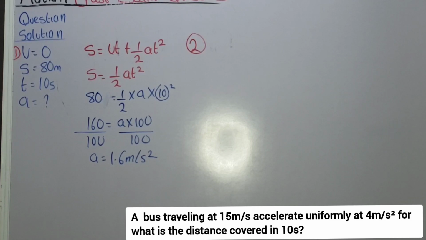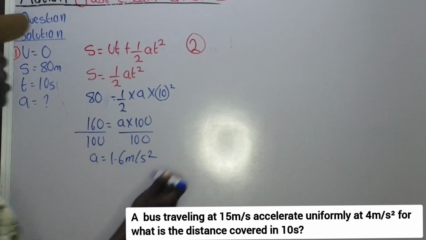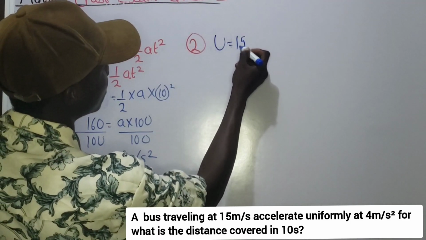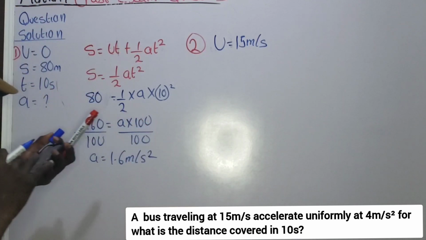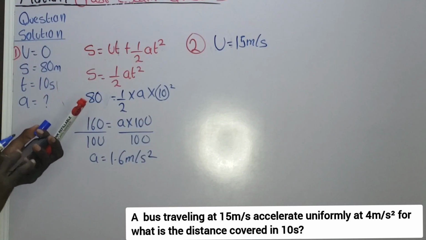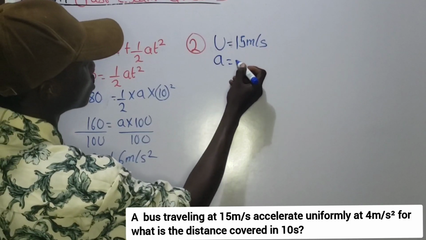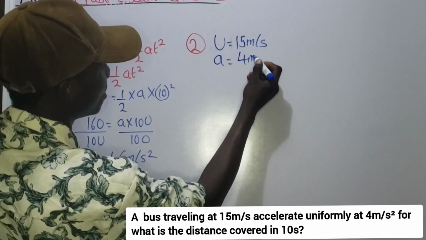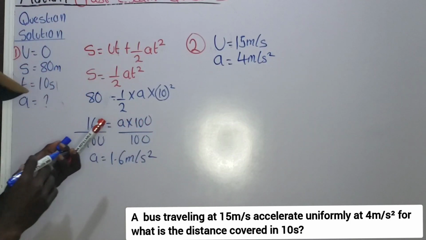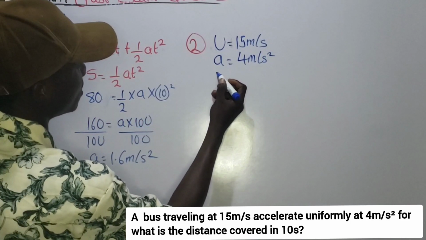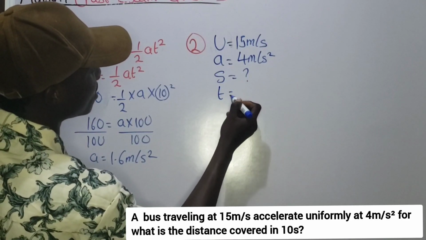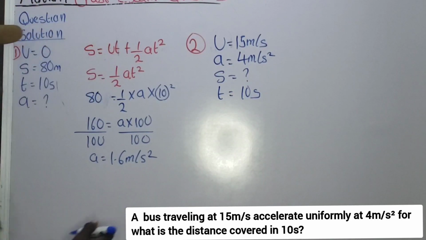We are not told that the bus starts from rest. The bus is already traveling at a particular velocity, which is 15 meters per second. So here u equals 15 meters per second. The bus accelerates uniformly at 4 meters per second squared, so the acceleration equals 4 meters per second squared. Now, what is the distance covered in 10 seconds? So the distance is what we are looking for, and the time equals 10 seconds.